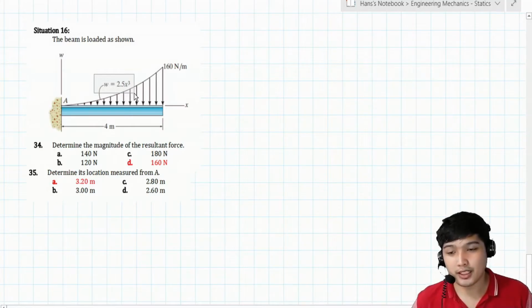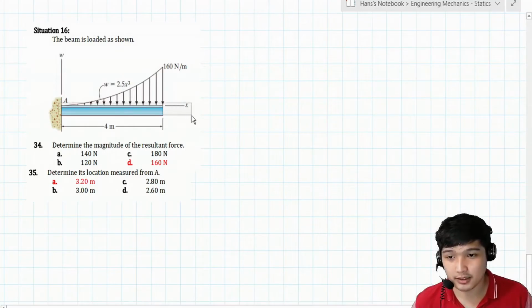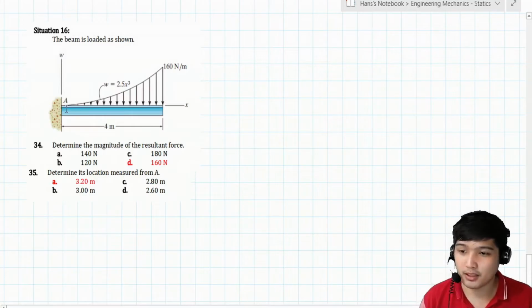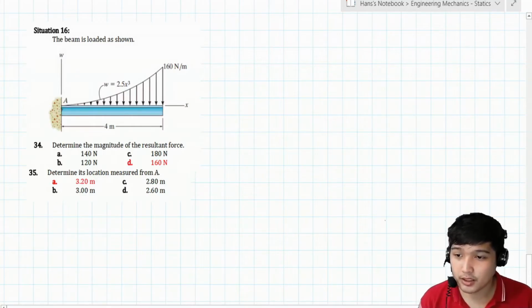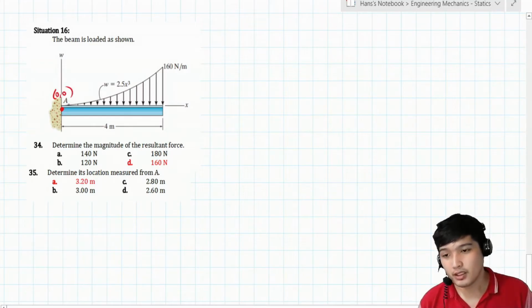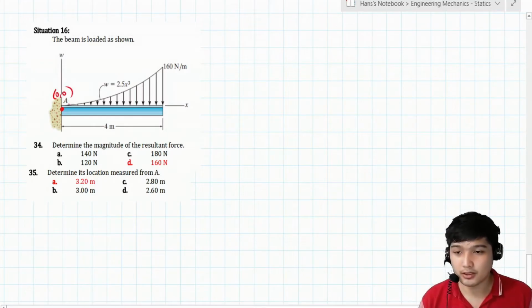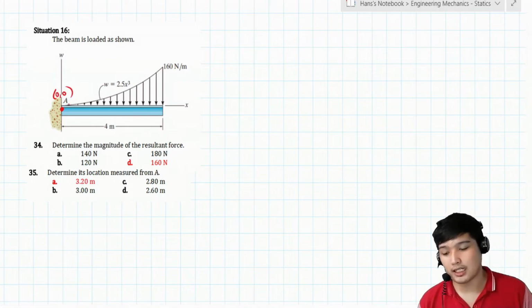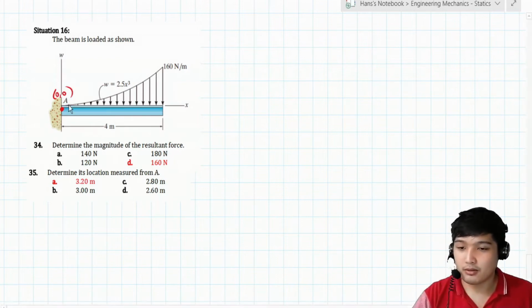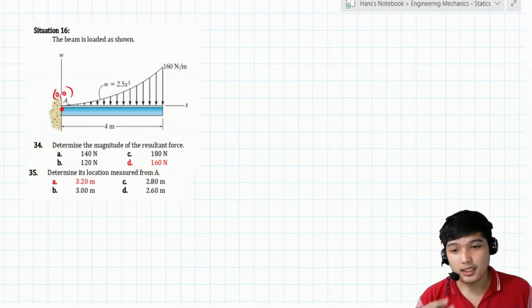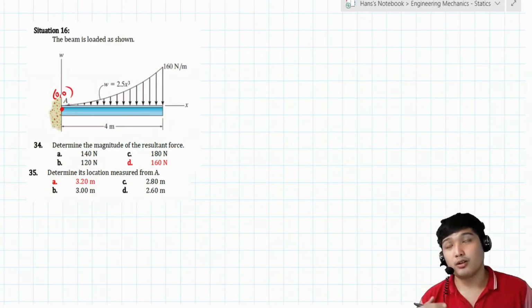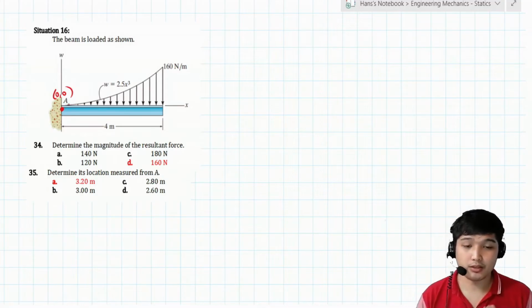Or yung value ng intensity natin as a function of x, wherein ito yung x-axis niya, ito yung w-axis. Parang lumalabas, ito yung 0, 0 coordinate. So, now, how to solve for this one? Varying na, no? Uniformly or varying na yung load natin, and then expressed as a function of x.